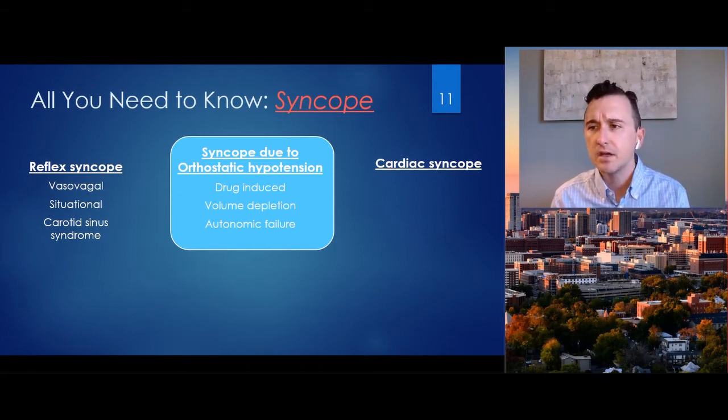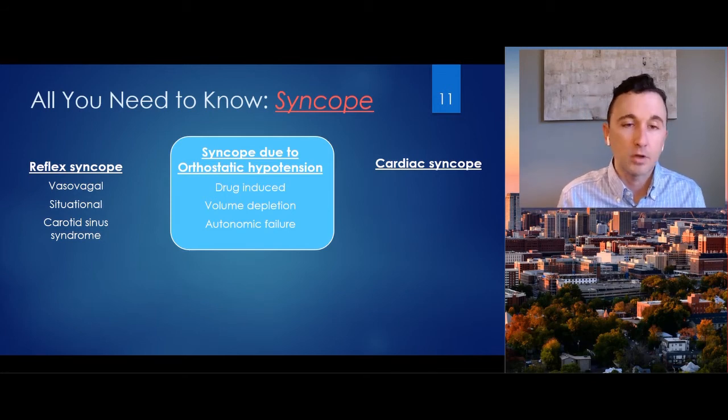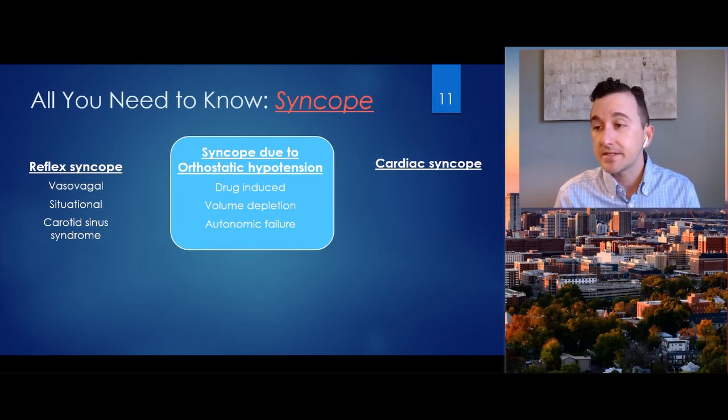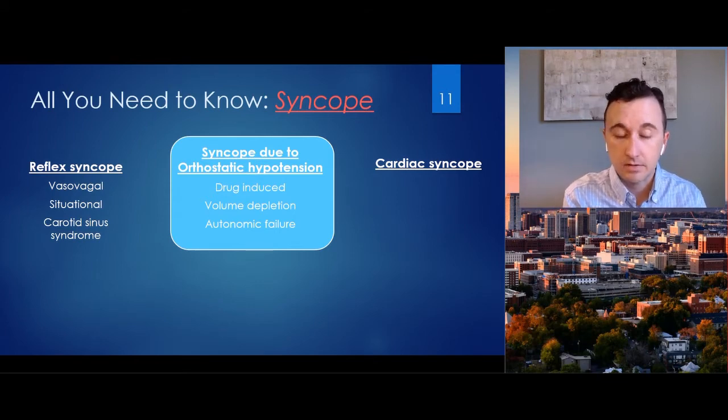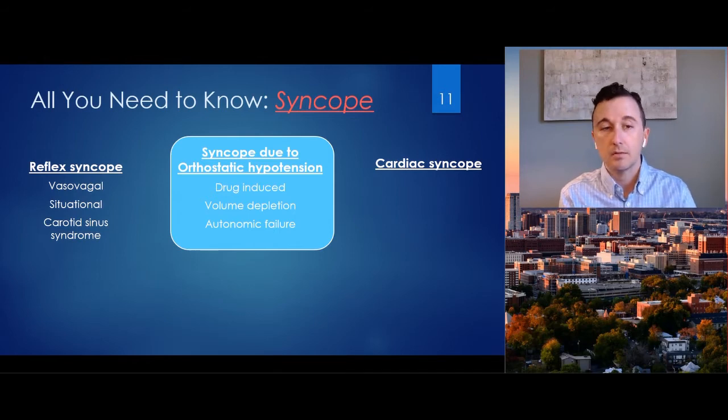And then lastly, autonomic failure can occur in primary neurological syndromes such as Parkinson's disease or multiple system atrophy, or it can be secondary to something like diabetes or amyloid. Either way, there's going to be direct nerve damage of the vagal nerve or some of the nerves within the autonomic nervous system, which of course, like I've said, controls blood pressure and heart rate.